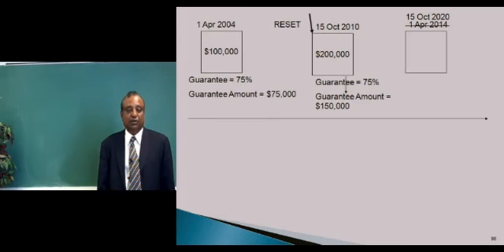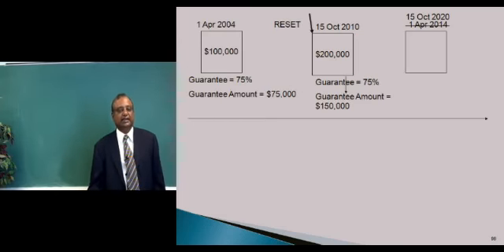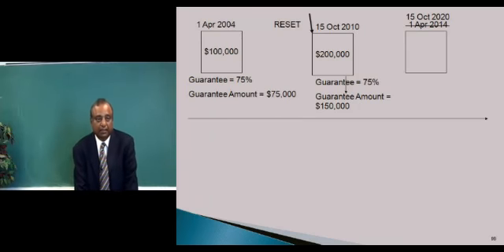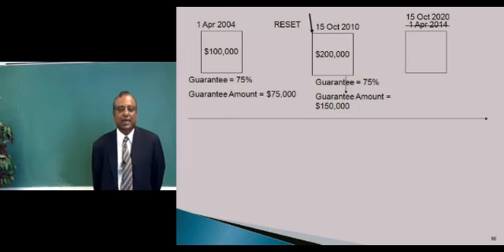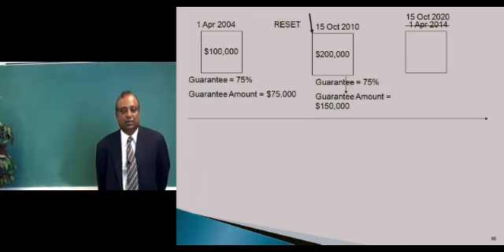Now a seg fund also comes with a feature called the reset. Say on 15th October 2010, the value in the account is $200,000. The owner of the contract can decide to reset the contract. If he resets the contract, the new guarantee will be calculated based upon an investment of $200,000, which means it's going to be $150,000 of guarantee.